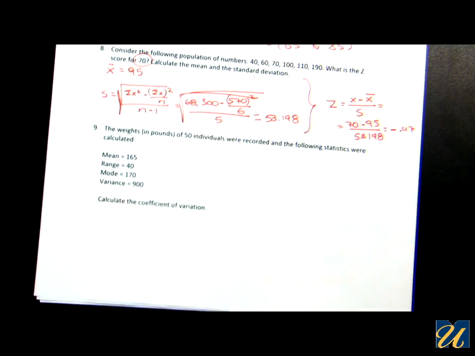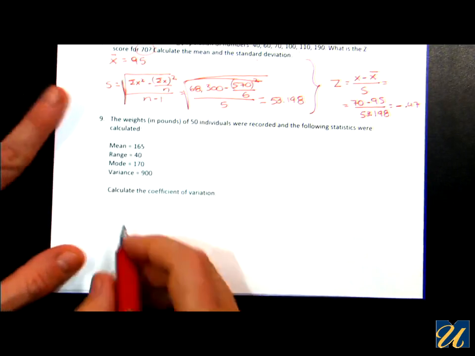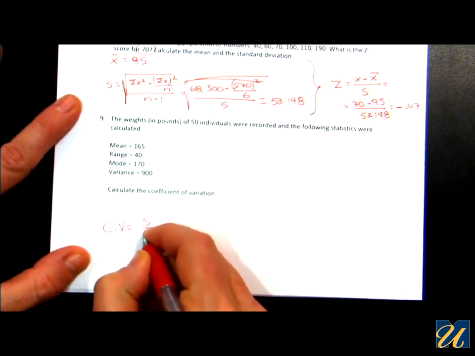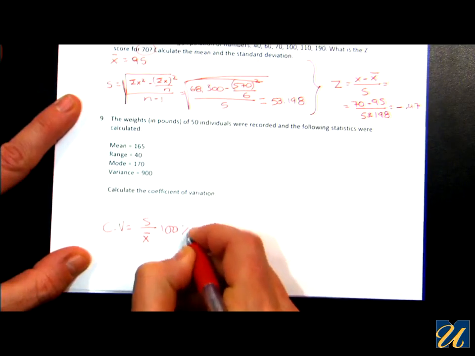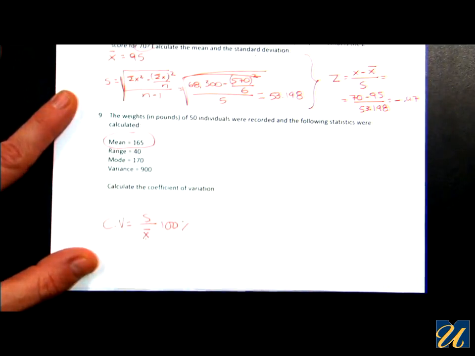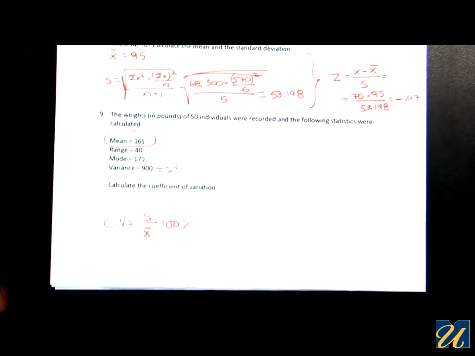Finally, for problem 9, the weights in pounds of 50 individuals were recorded and the following statistics were calculated. I'm giving you the following information. I'm looking for the coefficient of variation, s over x bar times 100%. Do I have x bar? Yes, I do. Do I have s? No, but I do have s squared, correct? The variance is s squared.